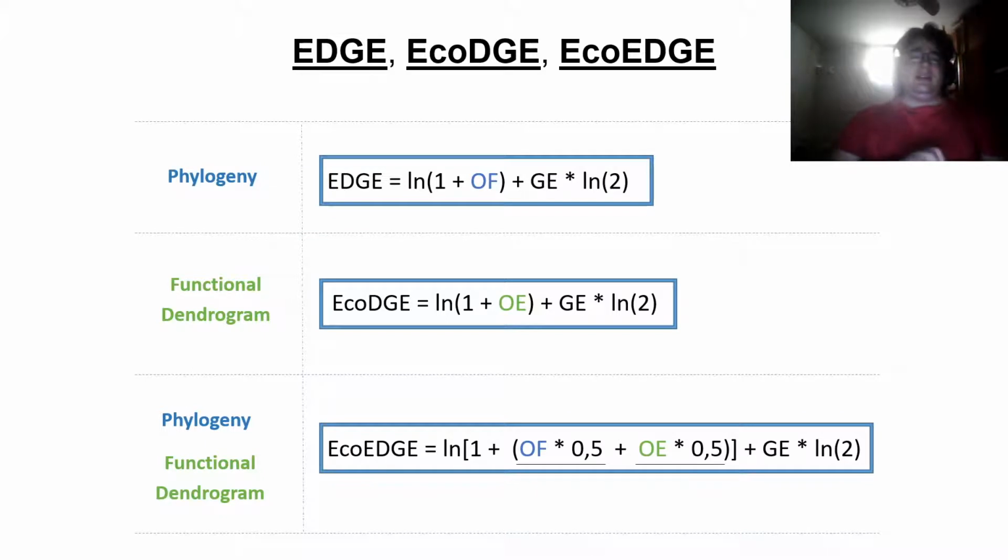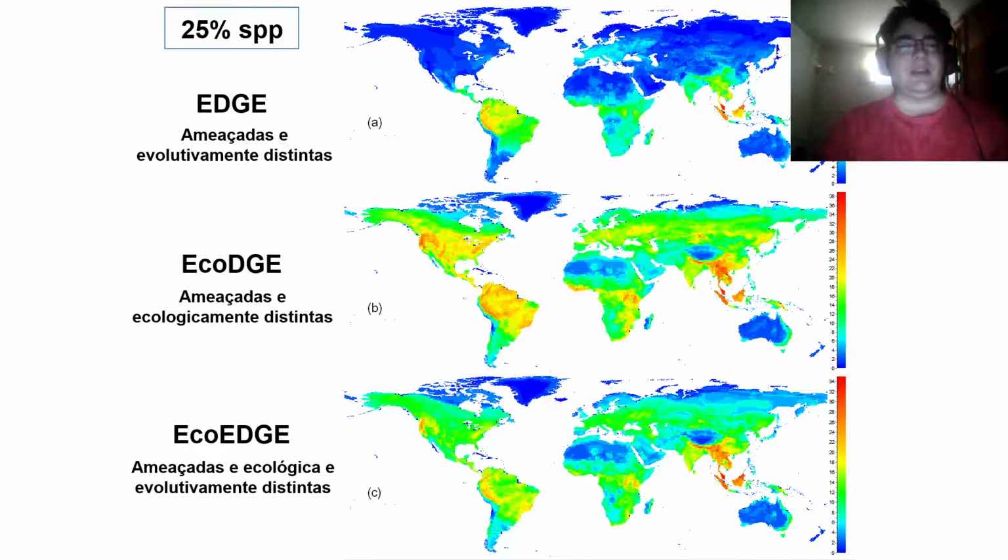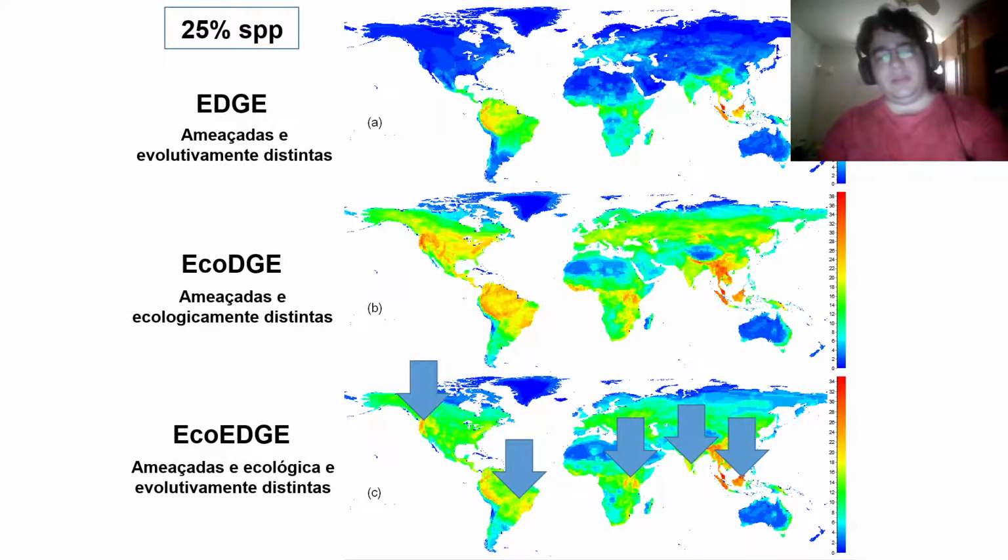And so we had three methods to test: the EDGE method, the ECOG method, or ecologically distinct and globally endangered, and the eco-edge method, the ecologically and evolutionarily distinct and globally endangered species. And we are seeing the maps for the 25% of species with highest index values of these indices. We can see that the Indo-Malayan region is a priority area to conserve, but based on the EcoEdge method, we can see that there are lots of places to conserve in Africa, South America, and North America.